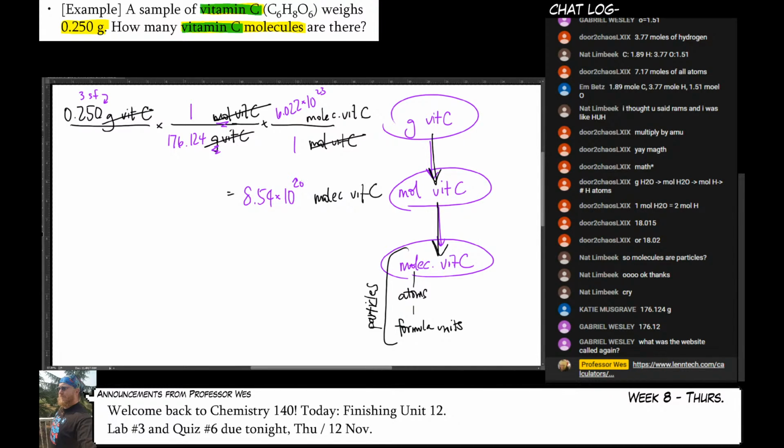That should be a 2, but there you go. 8.54 times 10 to the 20th molecules of vitamin C.